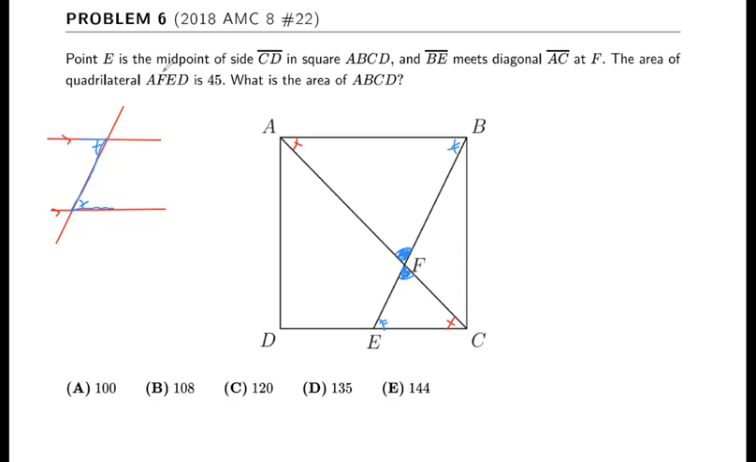But let's look at what other information we have. E is the midpoint, okay? So that means if I name this as X, that will be X as well. Since this was given as a square, that will force these to be 2X and 2X, okay? And then AFED, this region is given as 45. And then based on, okay, so what we are looking for is just the whole region. So we know the area of this region.